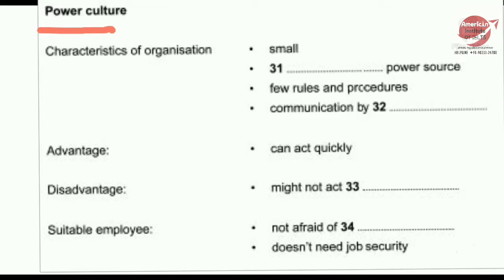Now, few rules and procedures. Communication by dash: in question 32 you need to put a noun, how or by what thing the communication takes place. Communication by verbal talk, by circulars. Okay, and then advantage: can act quickly. Disadvantage: might not act dash. You need an adverb here: might not act quickly, respond quickly, immediately. That way you need to put any adverb.